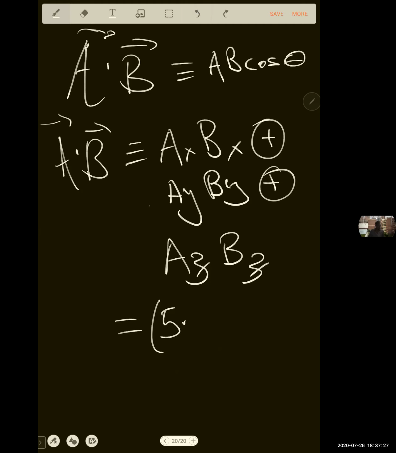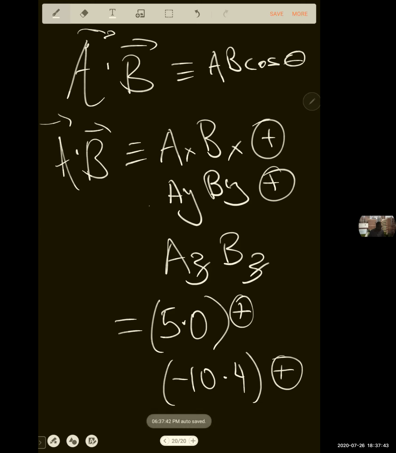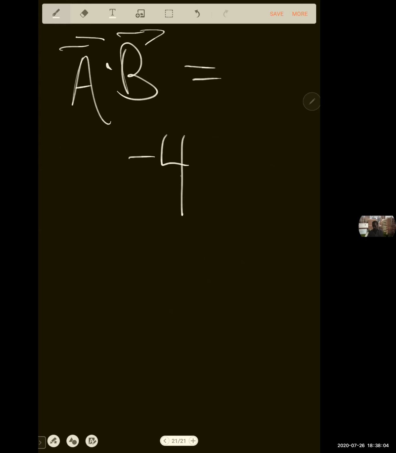No, sorry. In other words, the I component of vector A is 5, but the I component of vector B is 0. There is no I component of vector B. So it's 5 times 0 plus -10 times 4 plus 1 times -4. You see, I'm just looking at the like components of the individual vectors. And in other words, that will be -44. I'm saying that A dot B equals -44.